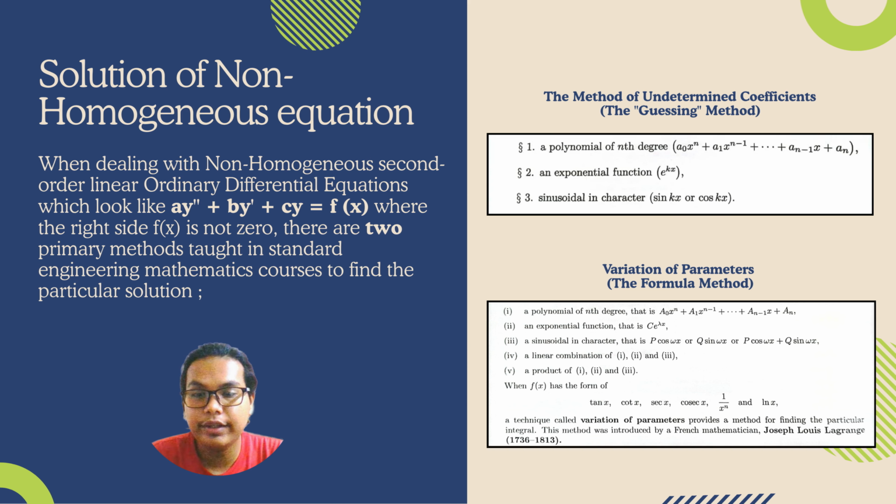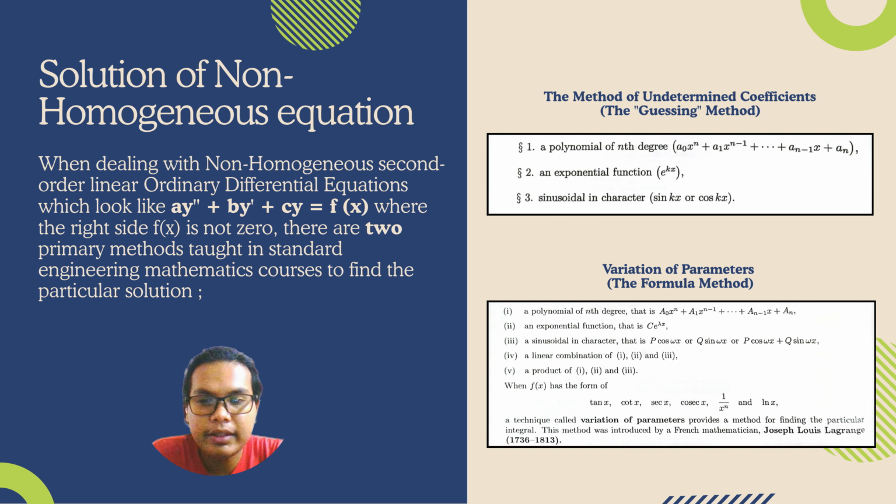So after we finish with homogeneous equations, next we will move on to the non-homogeneous equation. When we are dealing with non-homogeneous second order linear ordinary differential equations, which look like ay double prime plus by prime plus cy equals f(x), where the right side f(x) is not zero, there are two primary methods taught in standard engineering mathematics courses to find the particular solution. The first method is the method of undetermined coefficients, or we call it the guessing method.